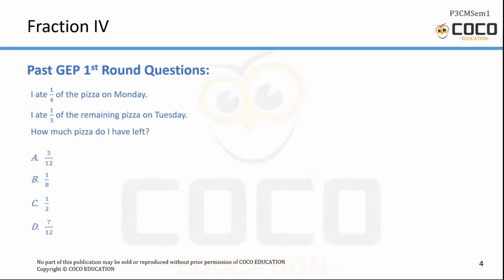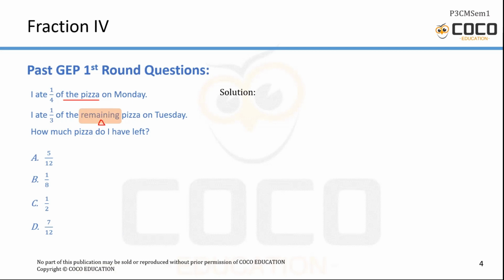And let's move on to the last question. Please have a try again. Okay, so for this question, let's read the question. I ate 1/4 of the pizza on Monday. So this is of the pizza, of the whole thing, right? And the key point for this question is the next sentence. I ate 1/3 of the what? Of the remaining pizza. Okay, so this one is very important. It's not the whole thing, it's the remaining already. So if you can understand the remaining, this question should be no problem for you. Okay, so let's see the solution for this question.